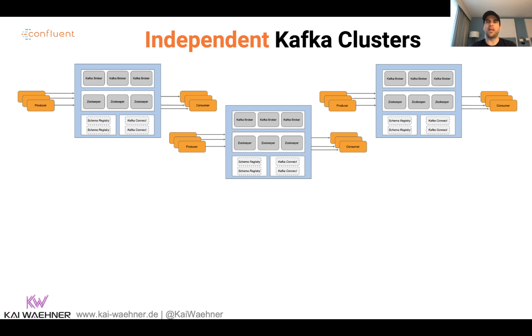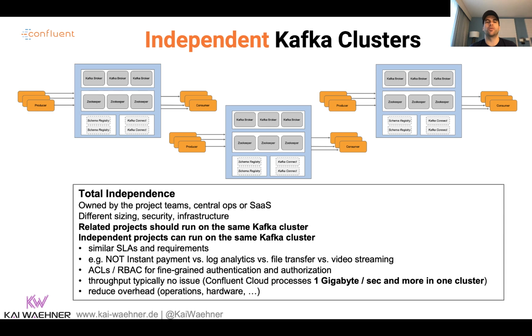The first one is the independent Kafka clusters. Obviously, if you have completely separated business units and teams, they can deploy their own Kafka cluster, maybe also in different data centers or clouds. And then you don't care about the others. You just do your thing and configure and run it the way you want to do that. So this is totally fine.